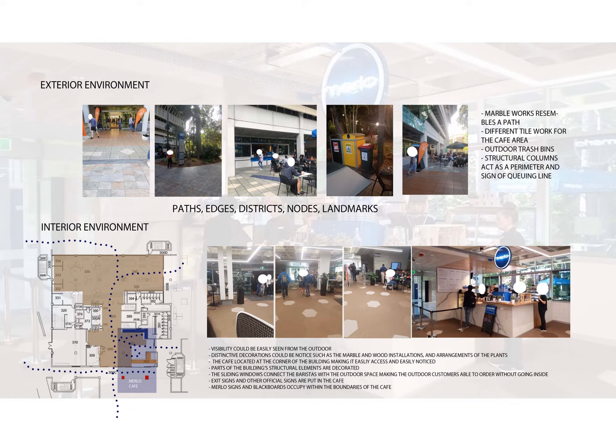For the interior environment, visibility can be easily seen from the outdoor. There are distinctive decorations such as the wood installation and the arrangements of the plants. The cafe is located at the corner of the building, making it easier to access and easily noticed. As you can see on the bottom left corner, there's a plan and the pathway signs showing how students and customers usually access the cafe itself.